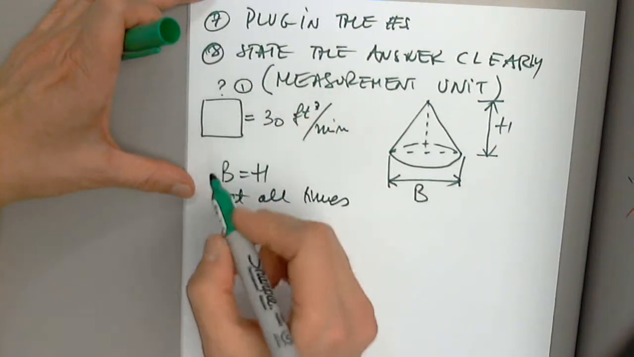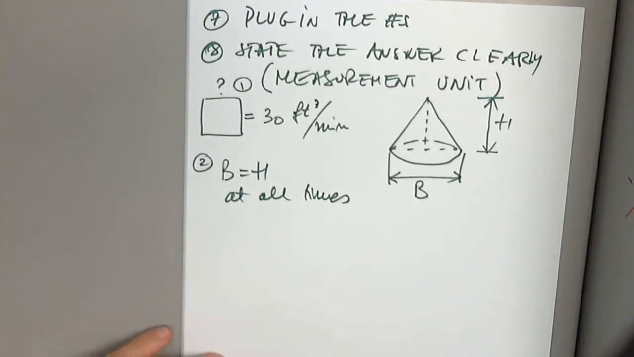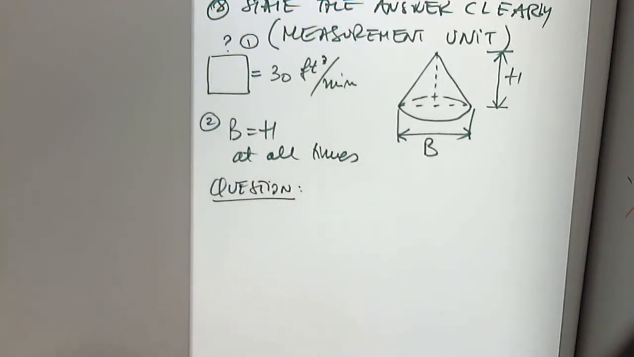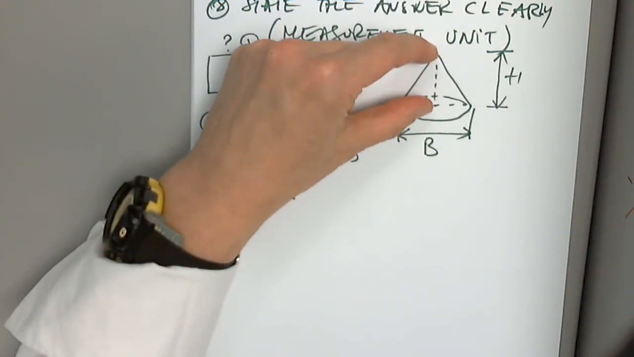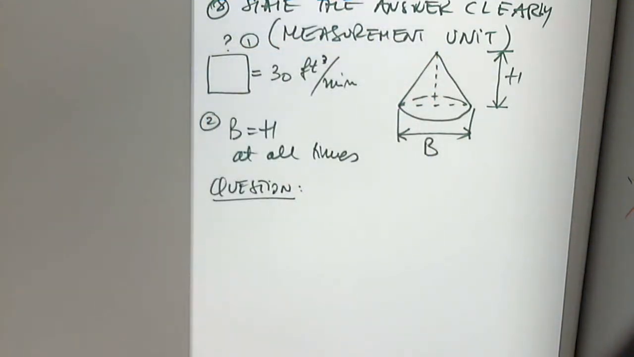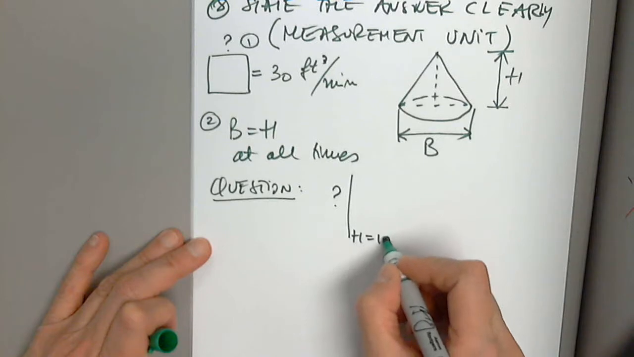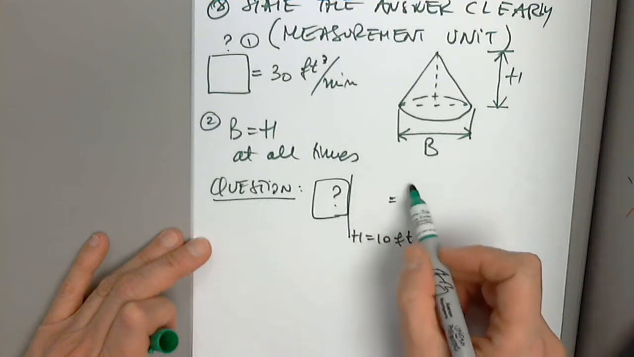So this is the first piece of information. This is the second piece of information I have. They are always equal. How fast is the height of the pile increasing when the pile is 10 feet high? So here is my question. How fast is this increasing when the height is 10 feet? So what am I asked when the height is 10 feet? So what is this and what is this?